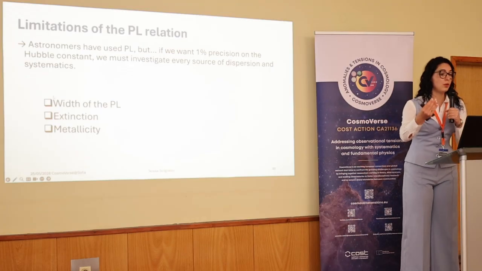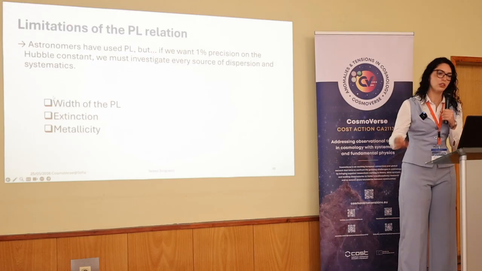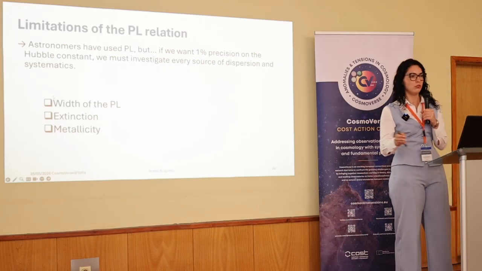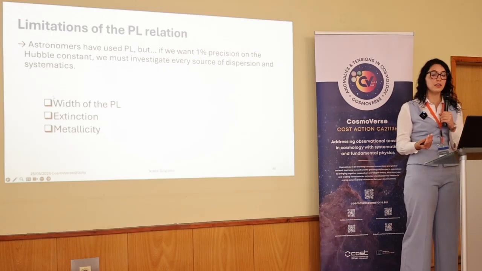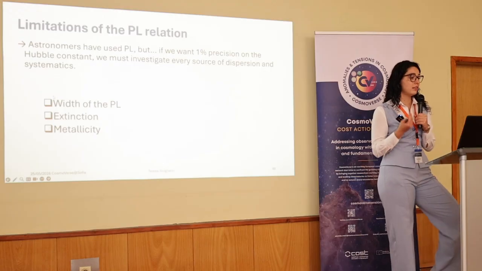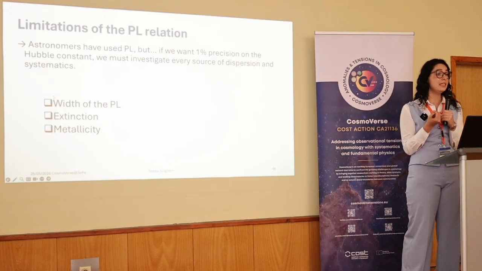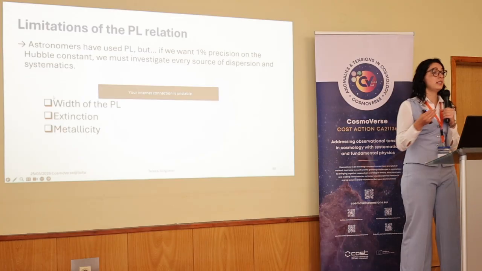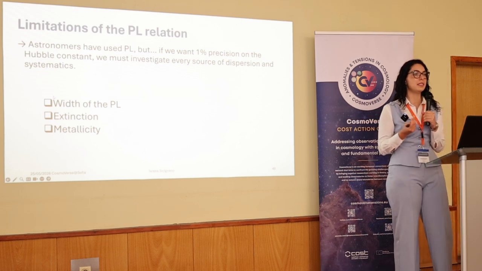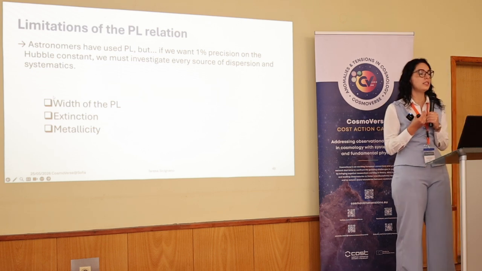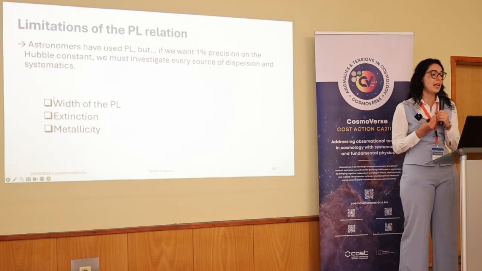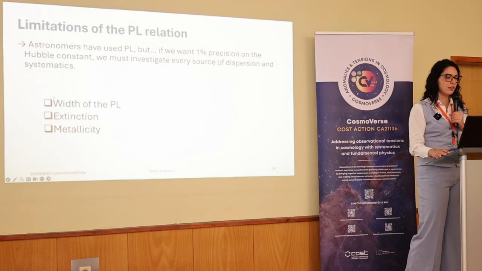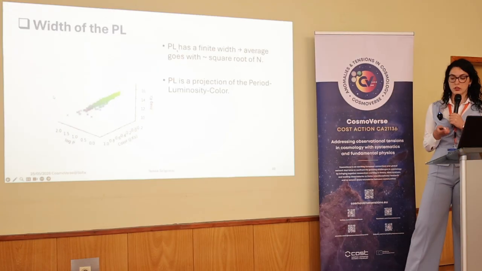Why? Because the light that we collect at the telescope is not the light that was produced by the star. It has to go through the universe to arrive to us. And then the metallicity, because as I've told you, the metallicity plays a role when the star crosses the instability strip. So it can happen that stars with the same luminosity have different metallicity, and this impacts the distance measurement.